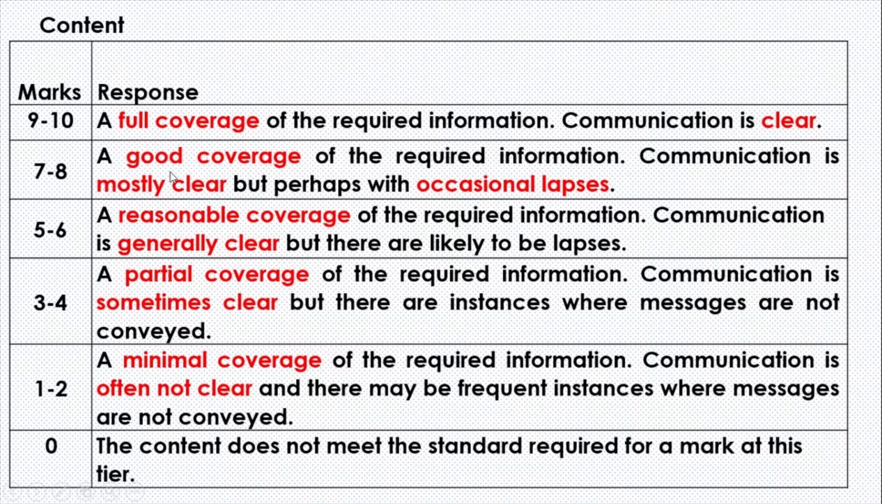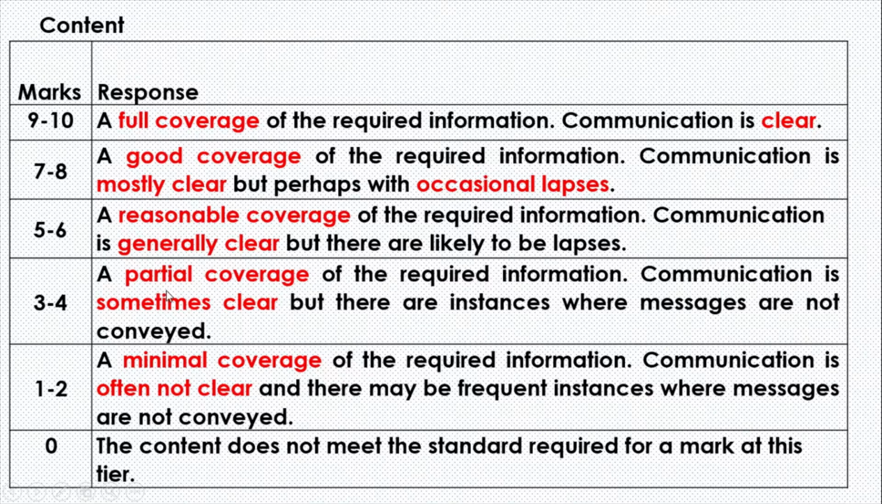You'll get 7 or 8 points if there is a good coverage of the required information. Communication is mostly clear, but perhaps with occasional lapses, and I will explain what lapses are in a second. Then, a reasonable coverage of the required information, communication generally clear, but there are likely to be lapses. So in these 2 bands here, you are going to be covering all the 4 bullet points, but to achieve this amount of points, your sentences have to be correct. Here, there are occasional mistakes, yeah? Here, you might actually miss one of the bullet points required to write about, and also the communication is generally clear.